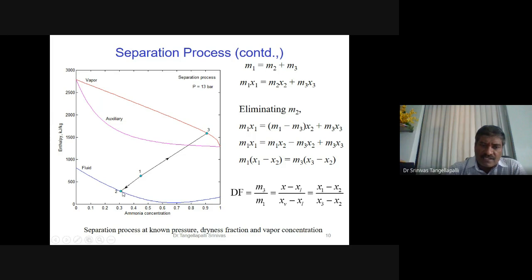Similarly, the mass of the liquid is directly proportional to the length of the isotherm measured from the mixture towards the vapor side. The opposite side length we are taking. Are you observing? According to the lever rule, this is similar to the iron carbon diagram we used in material science and metallurgy.